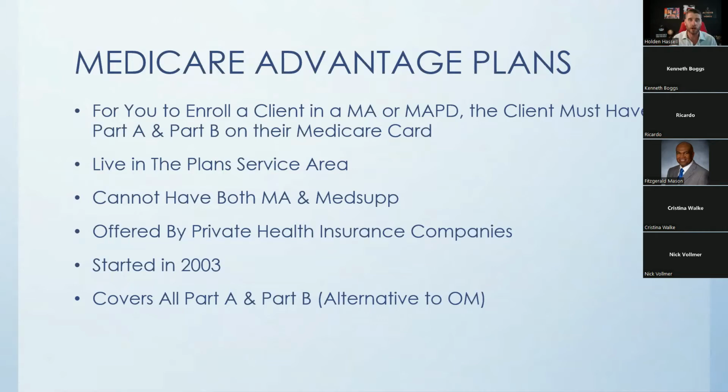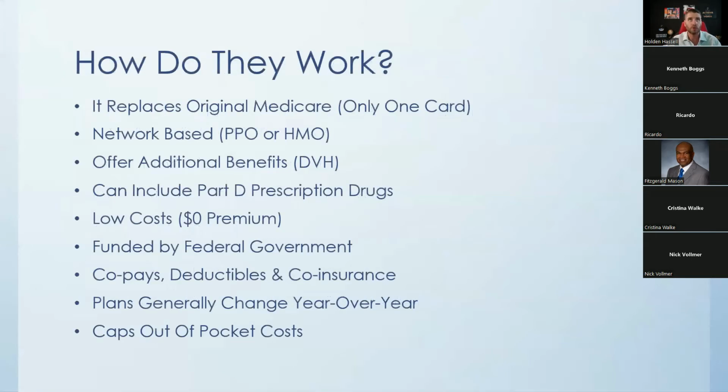The plans cover this stuff, and it's called an alternative to OM, which stands for Original Medicare. It is a replacement to Medicare. You don't have Medicare anymore, and it's not billed to Medicare. The private health insurance company gets paid money every single month to manage the healthcare of these Medicare Advantage clients. They're not billing Medicare like they would with the Medicare supplement we talked about in our last video. That's why the top line says it replaces Original Medicare.